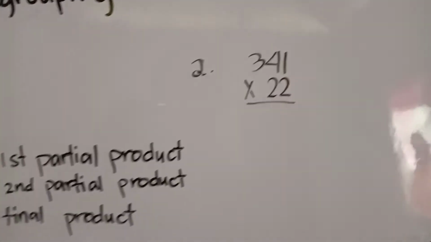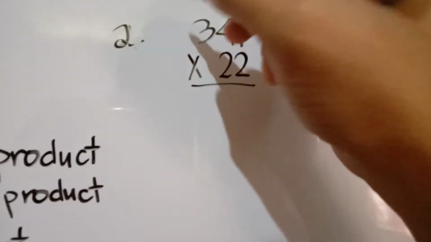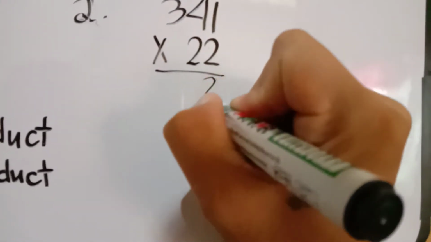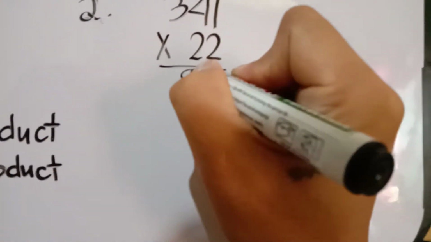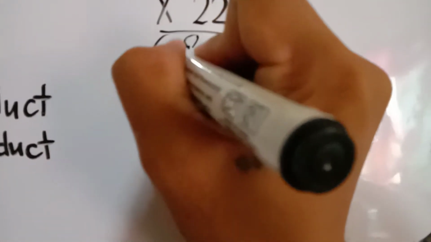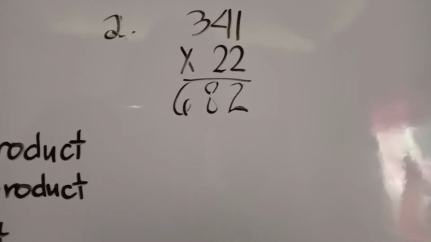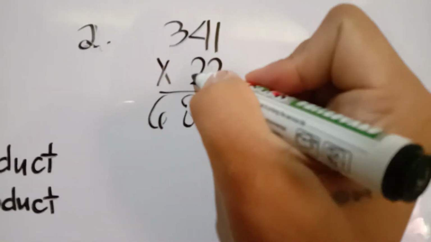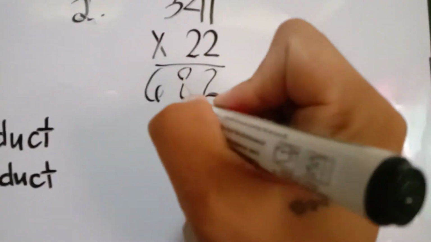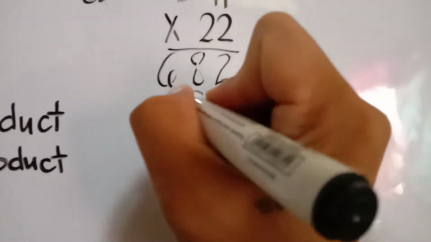Okay, so the first thing to do is we will multiply the ones digit of the multiplier to the multiplicand. So multiply 2 by 1, 2 times 1, that is equal to 2. 2 times 4, that is equal to 8. Then 2 times 3, that is equal to 6. So we have now our first partial product. Next, we will look for the second partial product. So multiply the tens digit of the multiplier to the multiplicand. So 2 times 1, that is 2. So we are going to write 2 here. Then 2 times 4, that is 8.